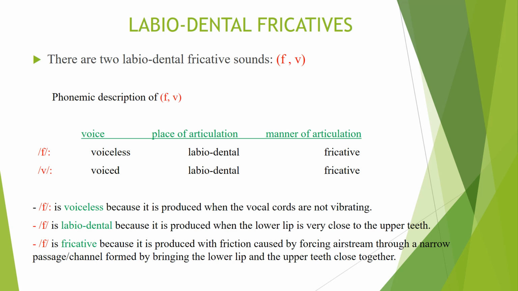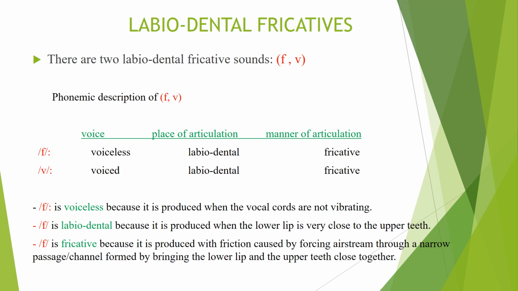Fa is voiceless because it is produced when the vocal cords are not vibrating, whereas va is voiced because it is produced when the vocal cords are vibrating. Fa is called labiodental, which is the place of articulation or the point of articulation, because it is produced when the lower lip is very close to the upper teeth. So notice that we use lips and teeth, lower lip and upper teeth.